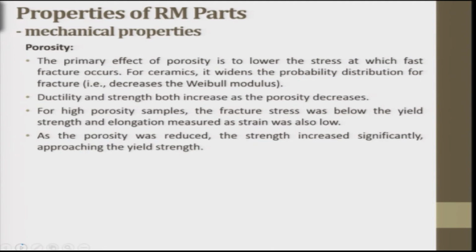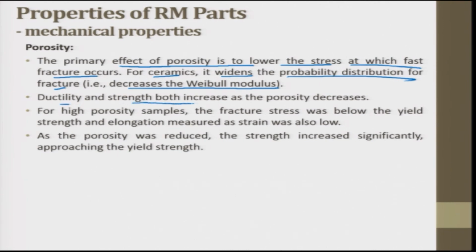Next is porosity. As we have just discussed, the primary effect of porosity is to lower the stress at which fast fracture occurs. For ceramics, it widens the probability distribution for fracture and decreases the Weibull modulus. Ductility and strength both increase as porosity decreases. Overlapping stress-strain curves for certain parts have shown that the amount of engineered porosity ranges from 0 to 40% in the rapid manufactured parts.